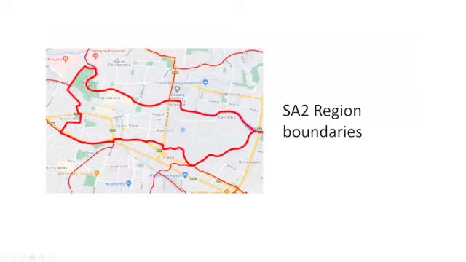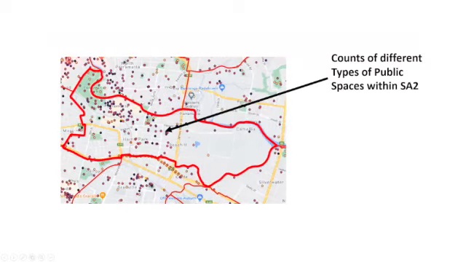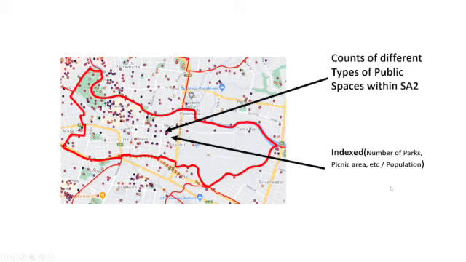easily be made available. We have identified the number of different types of public spaces within each SA2 and have created a score of public space counts to population for all SA2s. The score is indexed against an average at the state level to normalize the values.